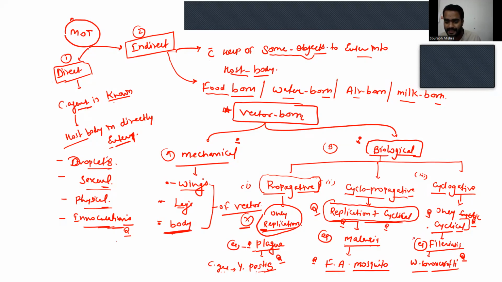So the best example is filariasis. Filariasis is also known as elephantiasis disease. The causative agent of filariasis is Wuchereria bancrofti.